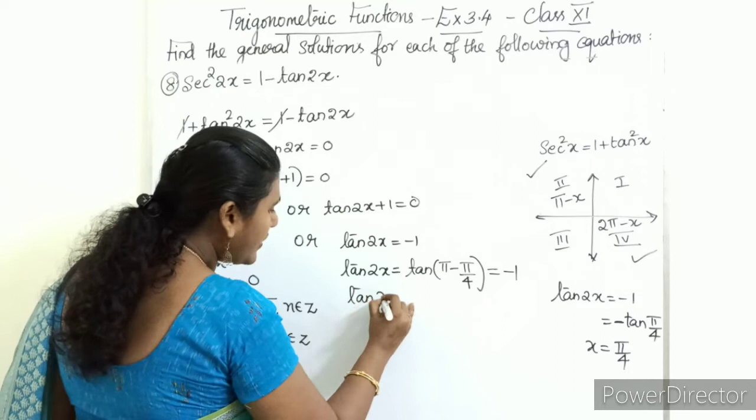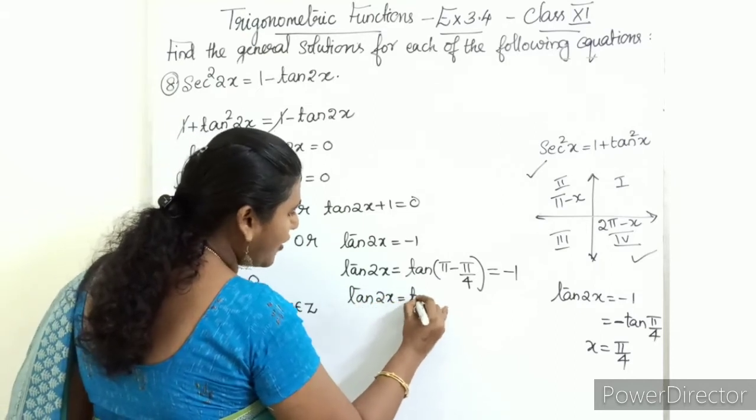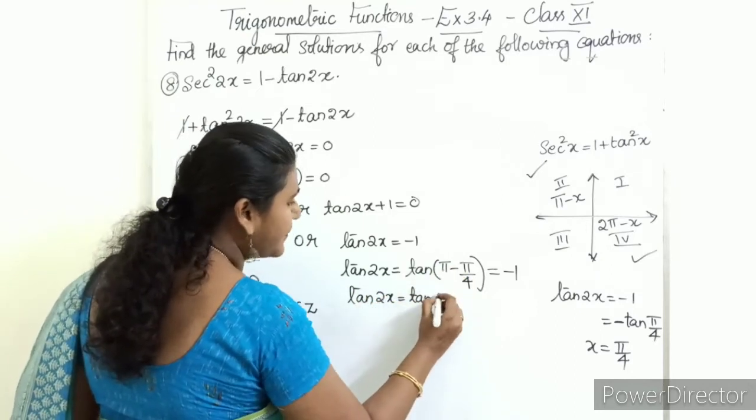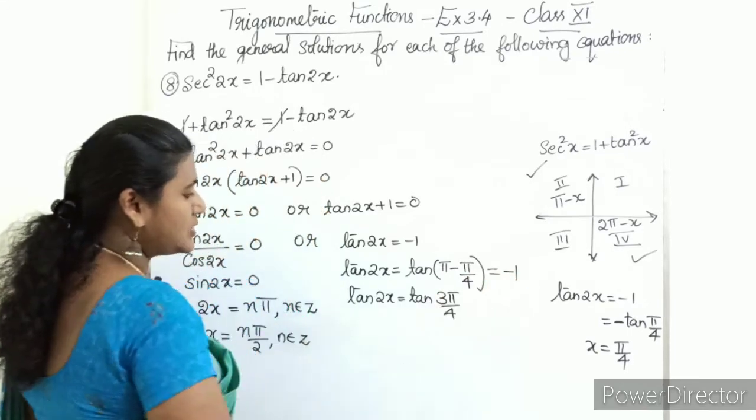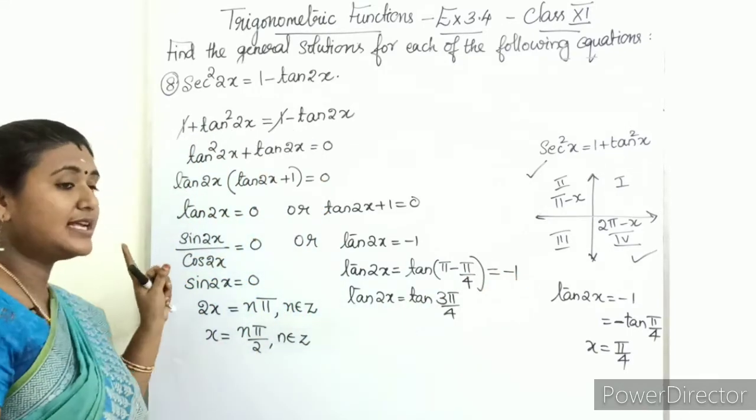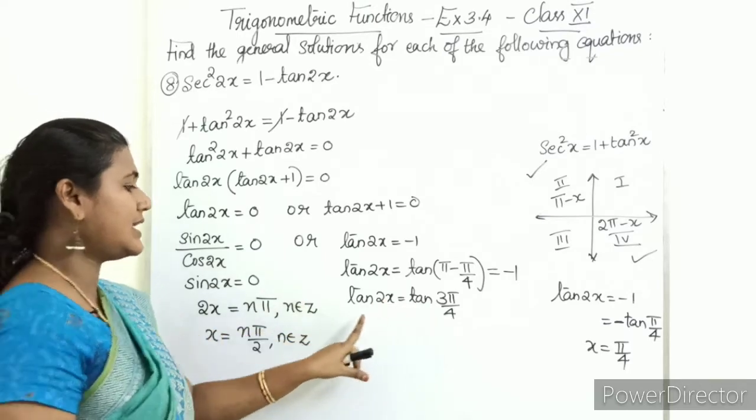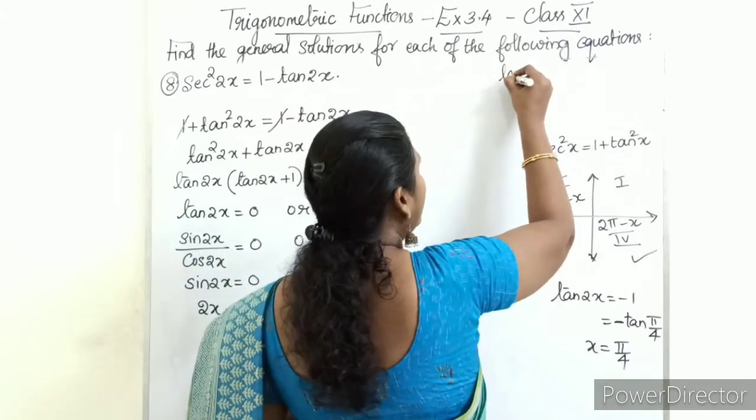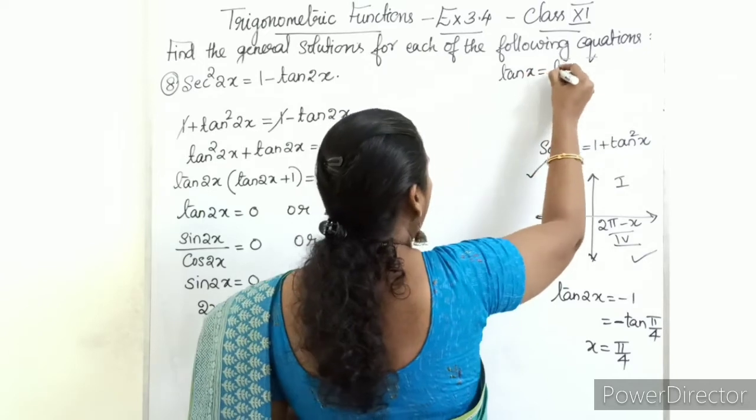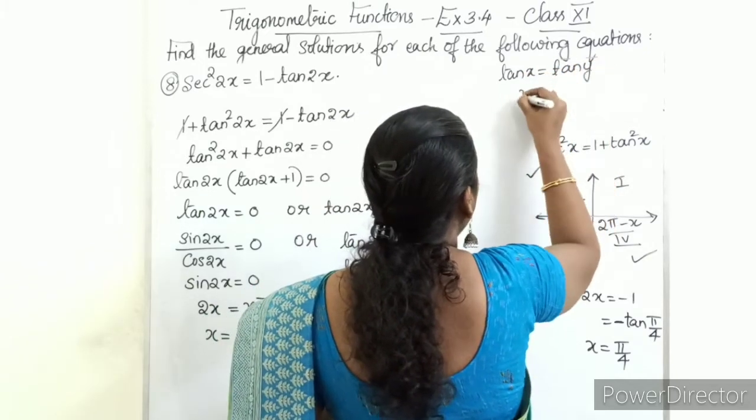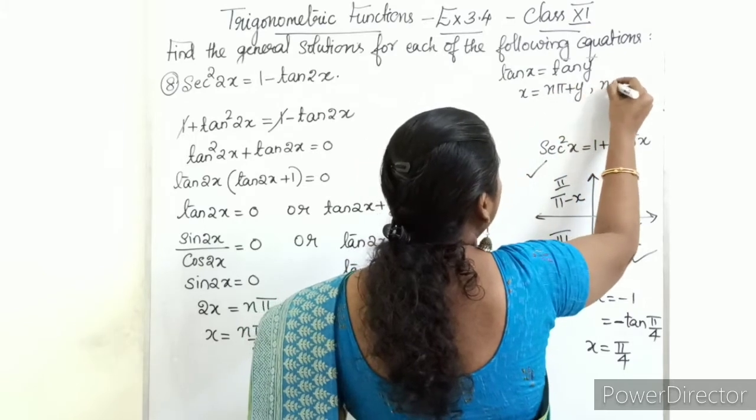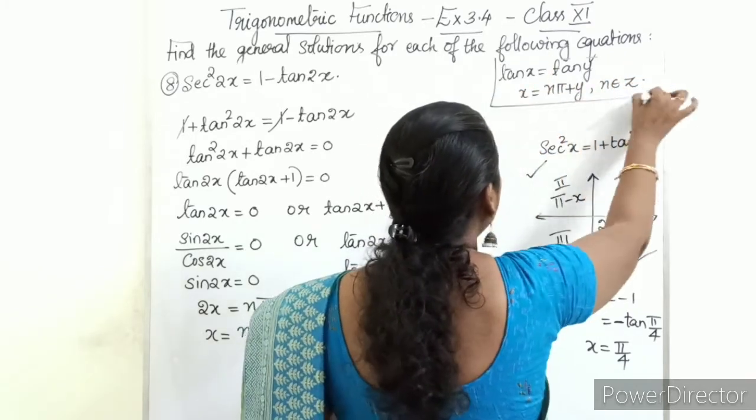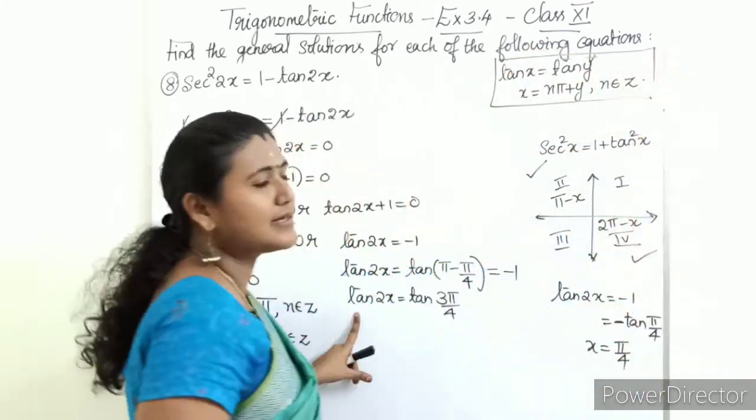So tan 2x is equal to tan of (4 pi minus pi), that is 3 pi by 4, which is equal to minus 1. Now we have to use the theorem. What is the theorem? If tan x is equal to tan y, then x is equal to n pi plus y, where n belongs to Z. So we are going to use this theorem here.